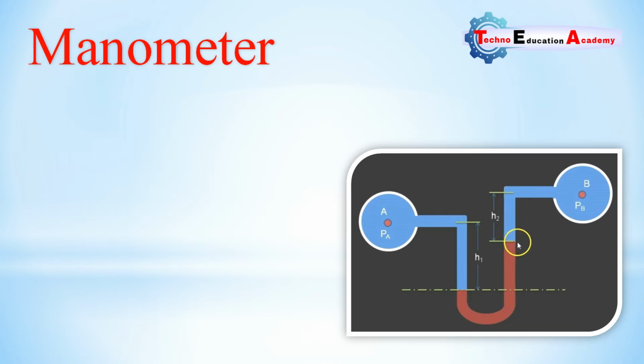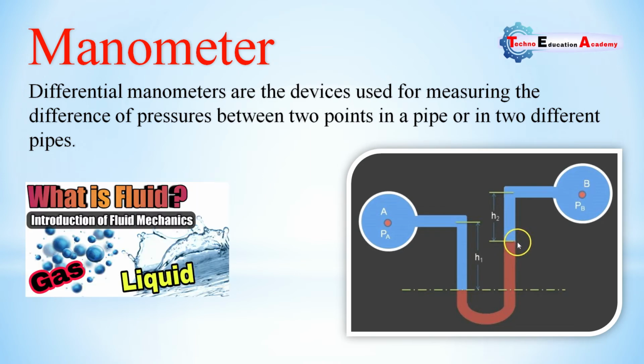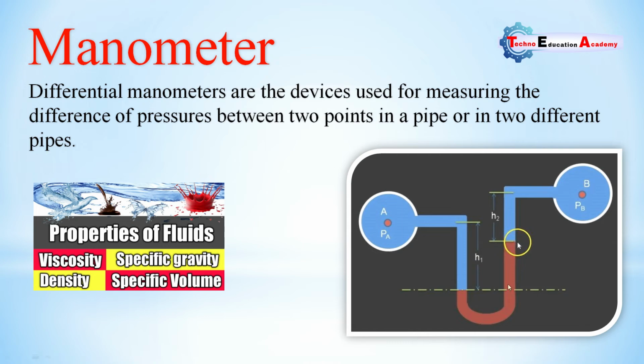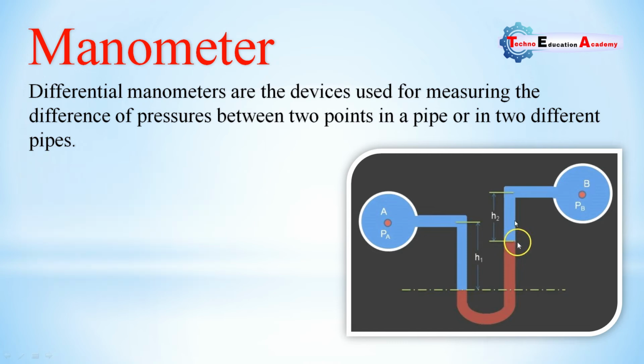As we know that manometer is used to measure the pressure, and differential manometers are the devices used for measuring the difference of pressure between 2 points in a pipe or in two different pipes. Here you can see that this manometer device is connected with two pipes, and it will measure the difference of pressure between 2 points in a pipeline.